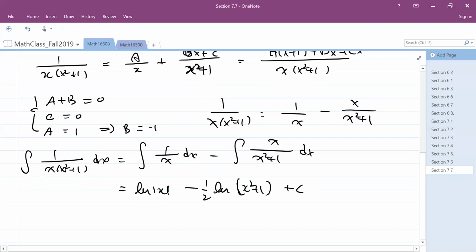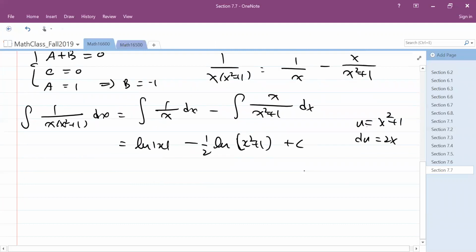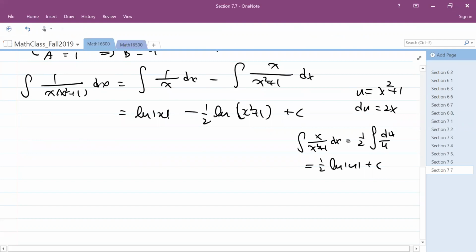Okay. You can also use a substitution, let u be x squared plus 1 and du equals 2x dx. Then the integral of x over x squared plus 1 dx is going to be half of the integral of du over u. Okay. So you get the same result. Then you replace u by x squared plus 1. Okay. So this is a kind of decomposition.